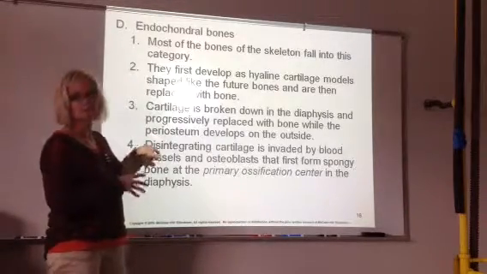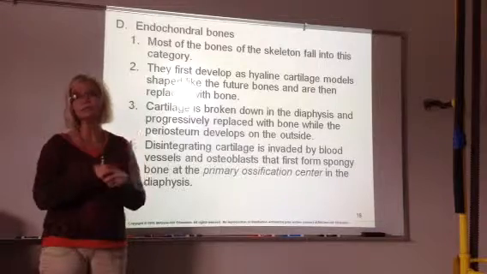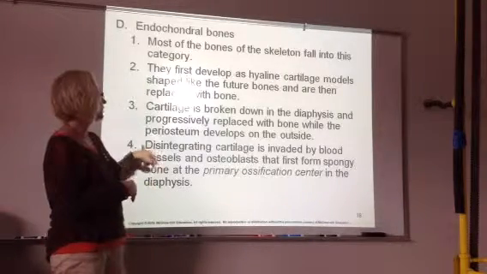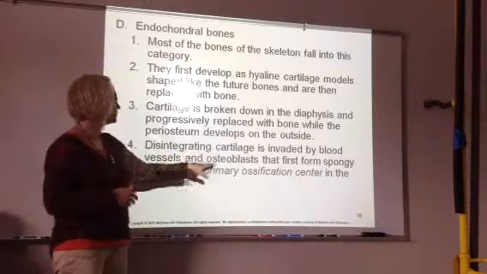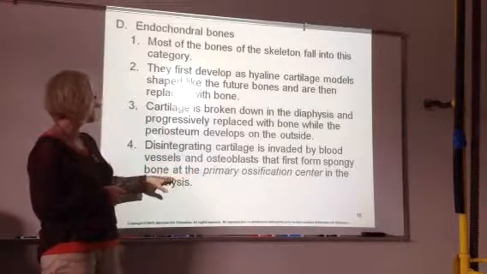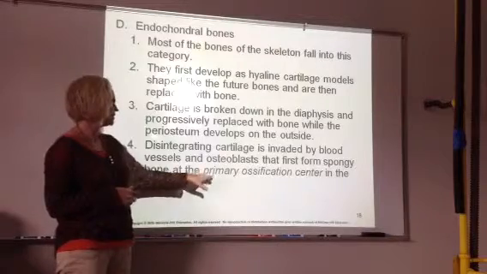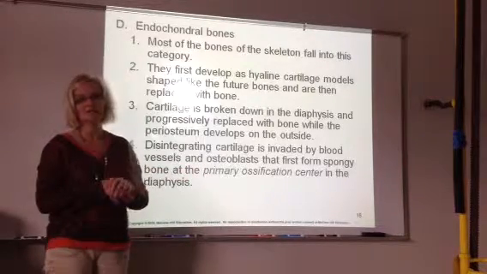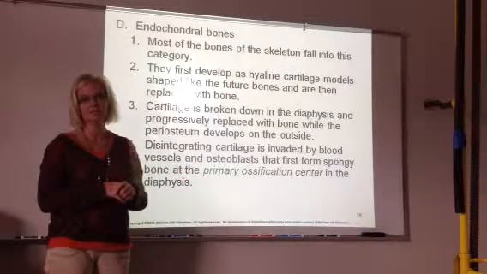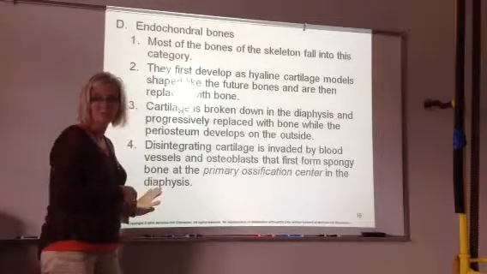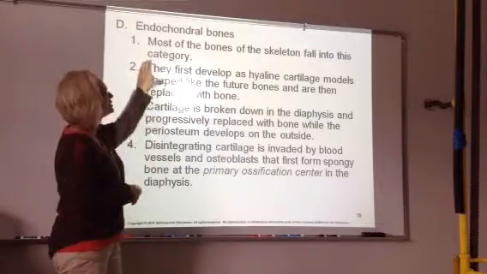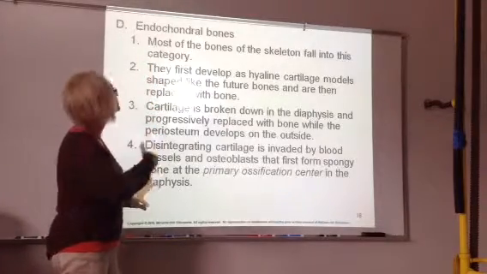Disintegrating cartilage, so like we said, it's completely replaced. Disintegrating cartilage is invaded by blood vessels, and then osteoblasts that form that spongy bone are at the primary ossification center in the diaphysis. This is a lot of information to process. You're going to need to read through this more than once.